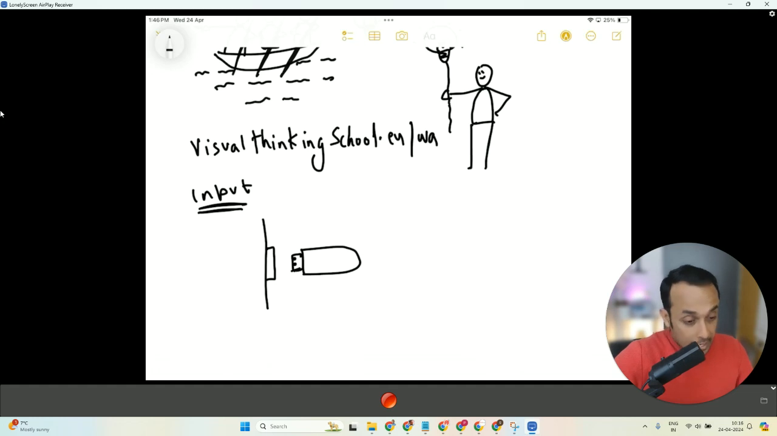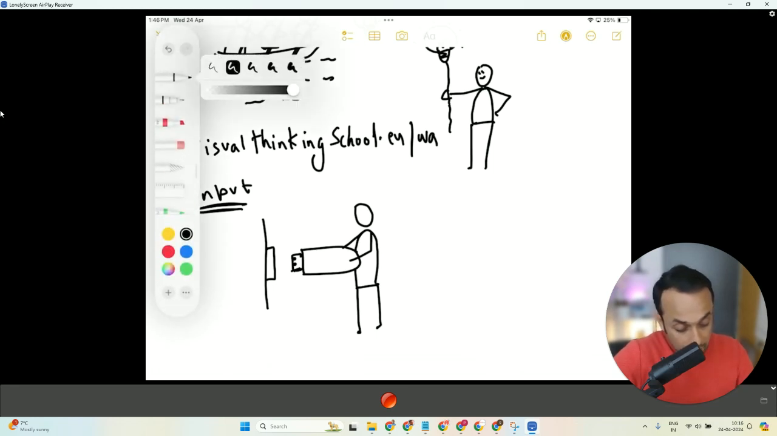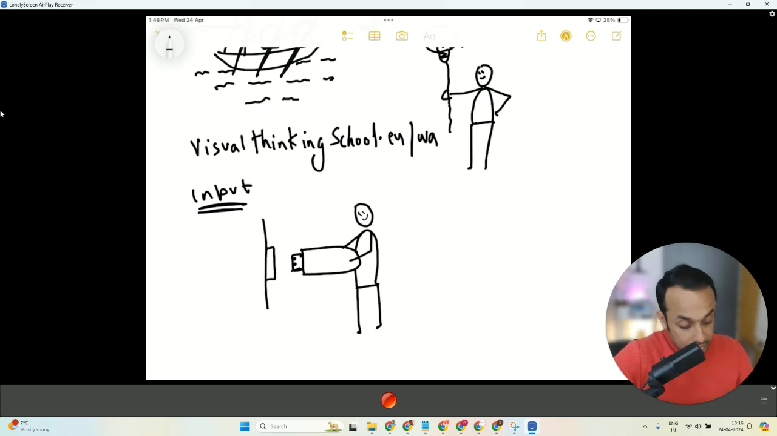Yes. And now I always try to draw a human being so that it becomes more relatable. And this guy is holding the USB. I'll be reducing the nib size for the face features. And this is input.